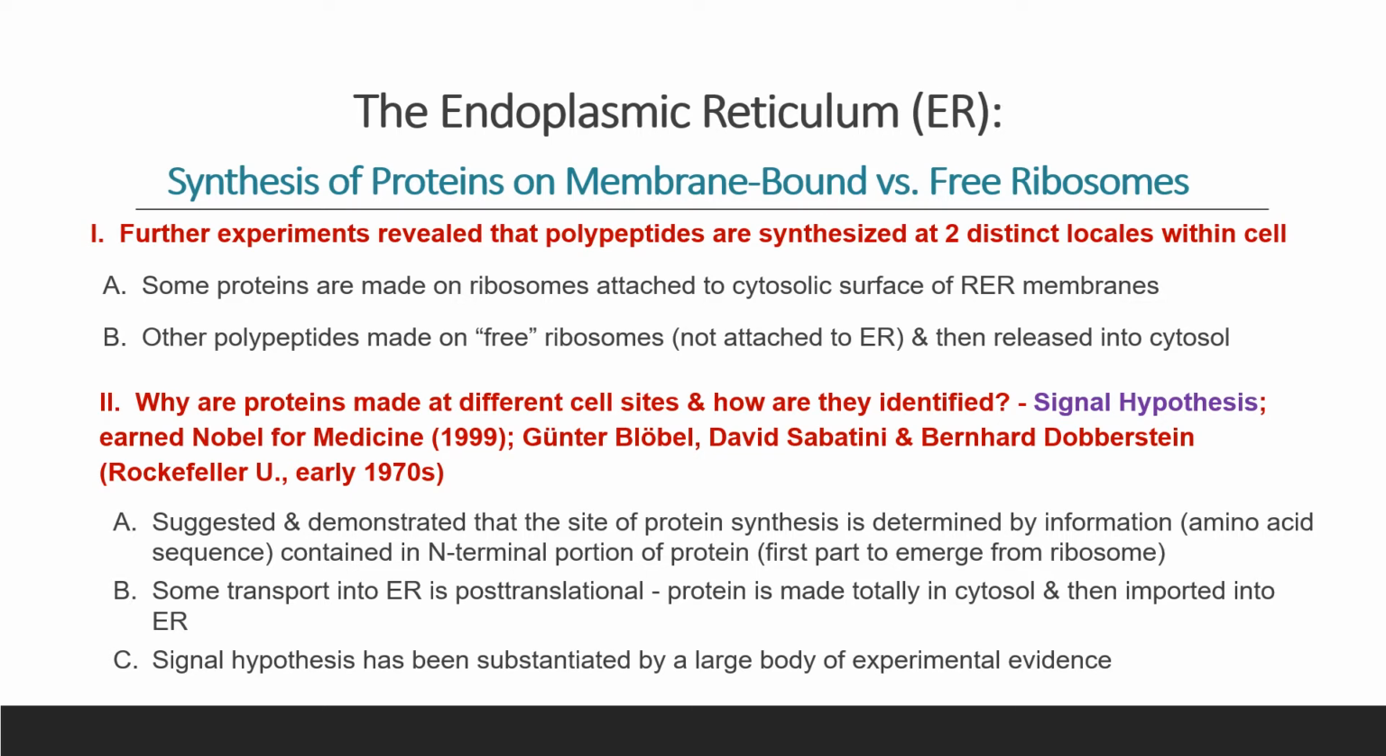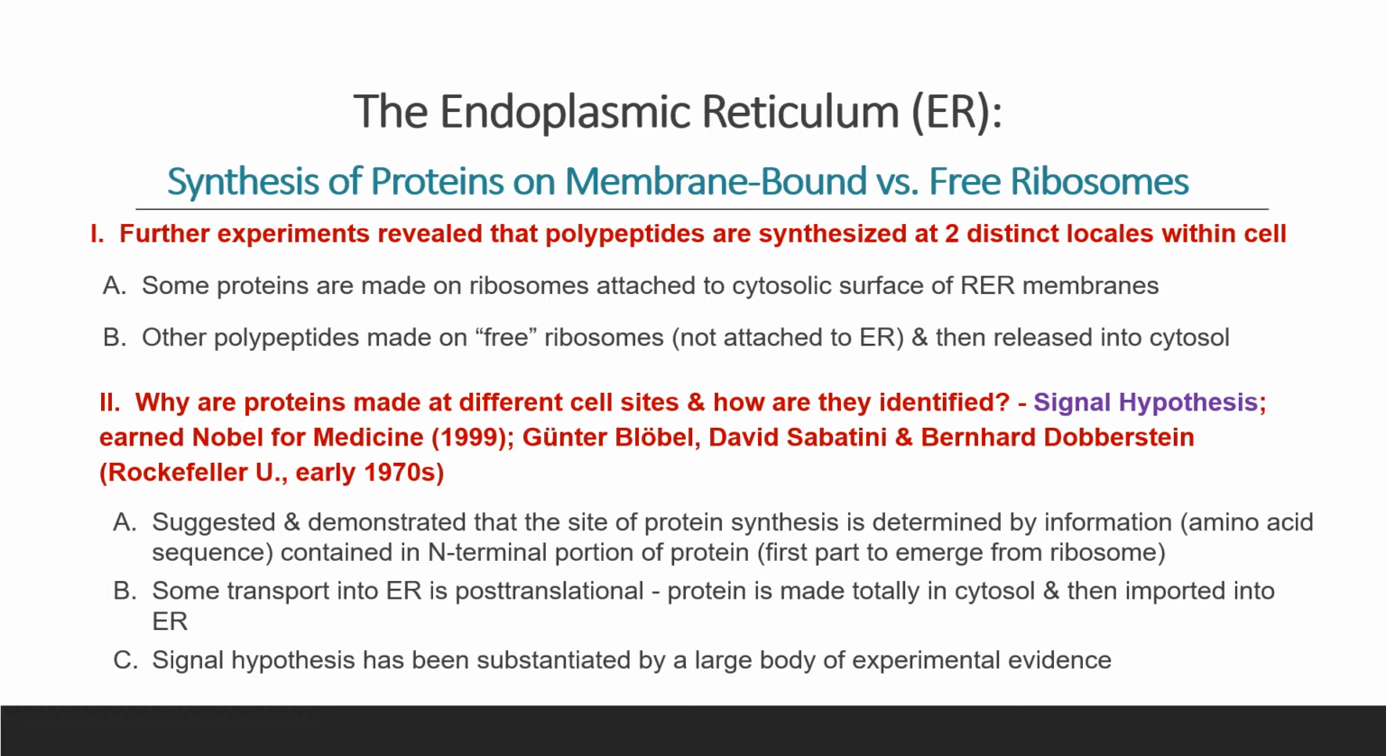For the synthesis of proteins on membrane-bound versus free ribosomes, further experiments revealed that polypeptides are synthesized at two distinct locales within the cell. Some proteins are made on ribosomes attached to the cytosolic surface of the rough endoplasmic reticulum membranes, and other polypeptides are made on free ribosomes and then released into the cytosol. So, why are proteins made at different cell sites and how are they identified?